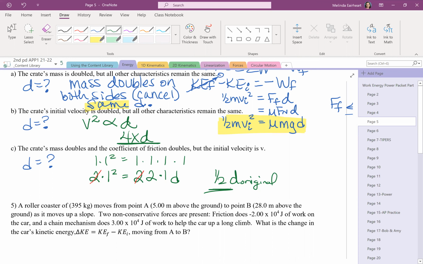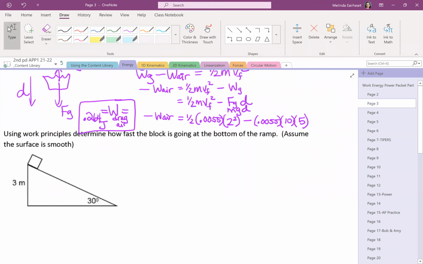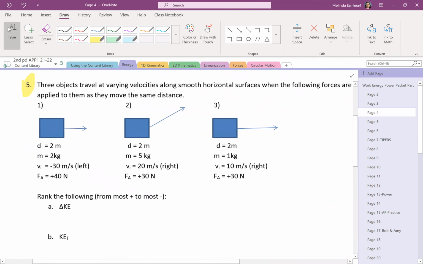All right, next class, we'll keep going with a little bit more practice. I think there was at least one on page 6, and then we'll get into the power practice and some of the AP level practice. So no new notes next time, just practice. And we have one more class before the mid-unit quiz, all right? If you want, you can go back and try that one we skipped. You've got a block going down a ramp with no friction, or on page 4, there was a ranking. It had numbers. You can try this one, okay? Don't leave just yet.